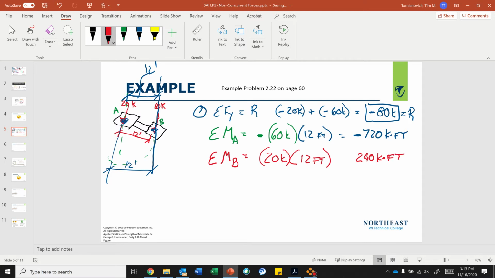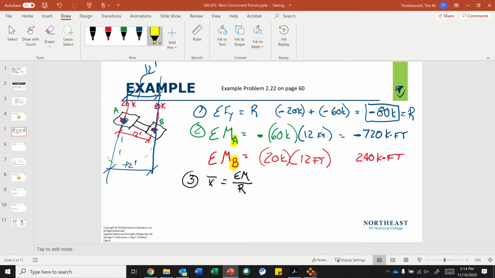Okay, so this was step two. I have a negative and a positive. It's important that I keep these numbers. Step three is x bar equals the sum of the moments divided by the resultant in the y direction. Remember me talking about how important this is? What is that telling me? That is telling me where I'm rotating about.